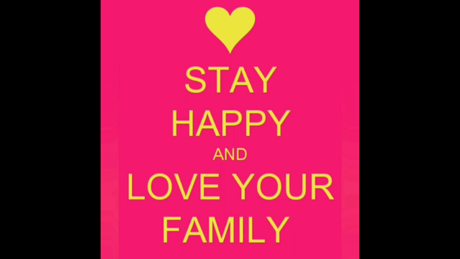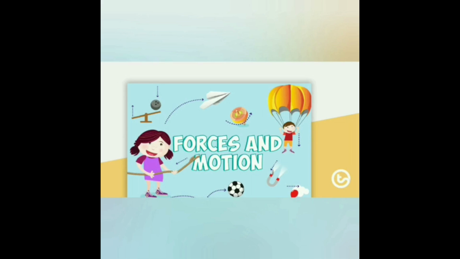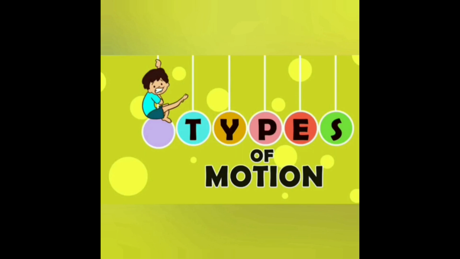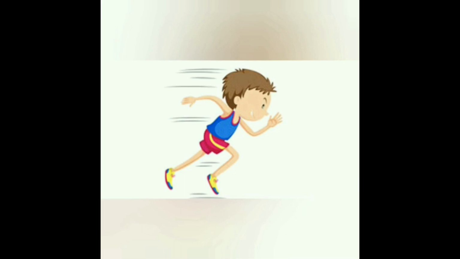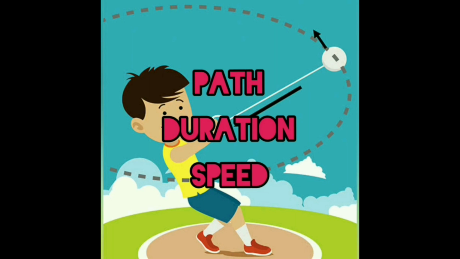And this is your science class. We are in our second lesson, forces and motion. In this class, we are going to discuss the types of motion. Motion is categorized based on three things. The first is based on path, the second on duration, and the third on speed. These are the three categories in which we split motion.